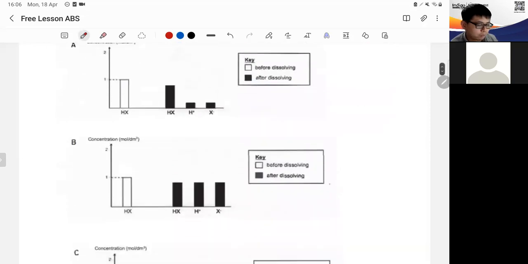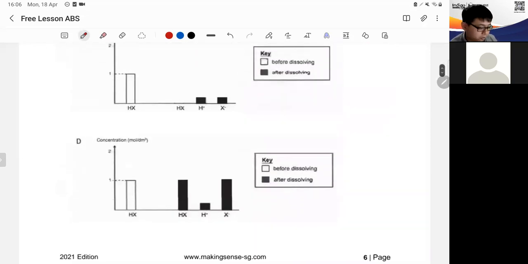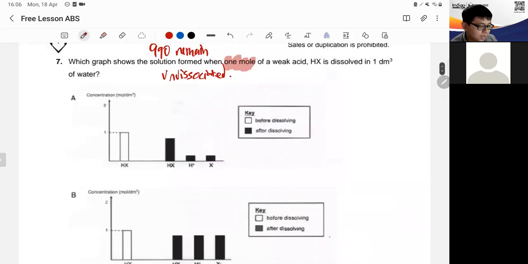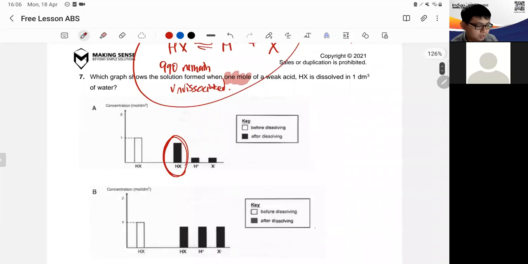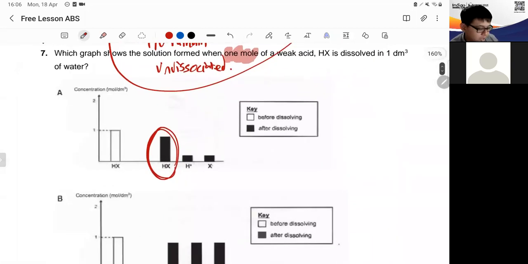So which graph looks the best out of the 4? Surely if you can follow my working, you realize that the majority of it should remain undissociated, and only a little bit of it comes out as dissociated. And my answer is A for this. These are pretty fundamental questions for acids, just an introduction to acids. So hope that was useful for you. Okay, let's move on.